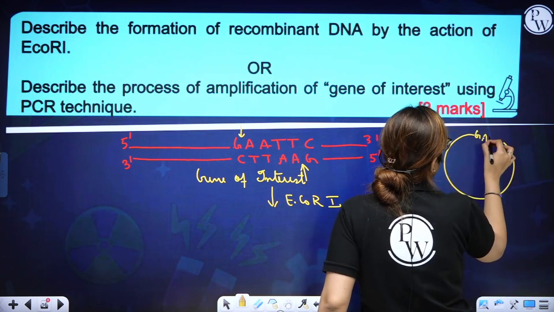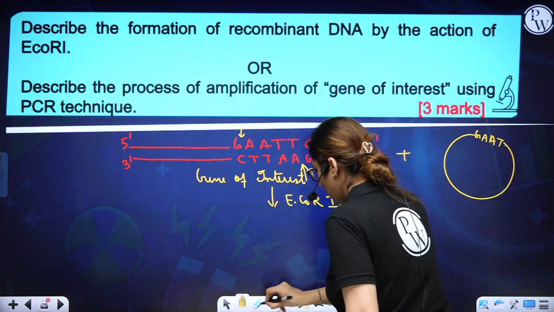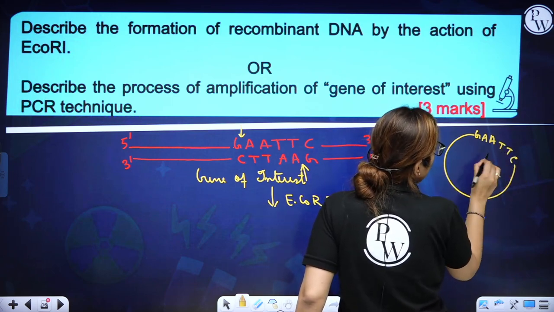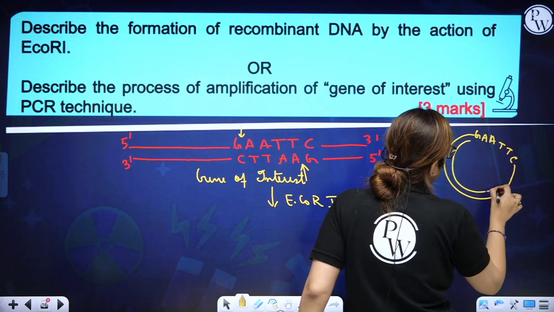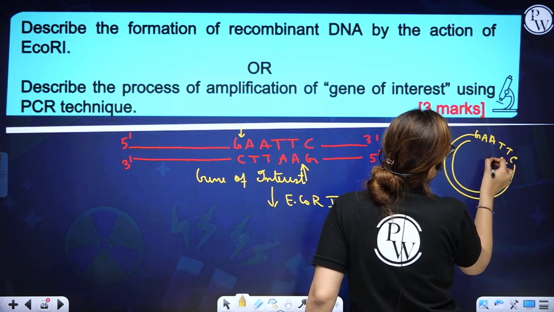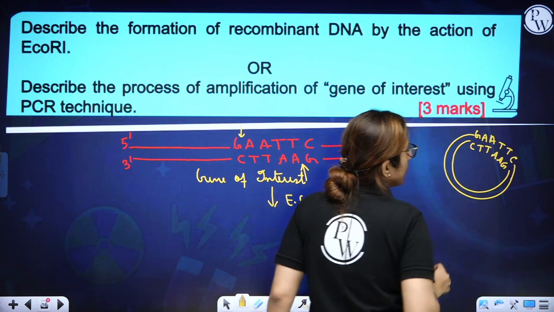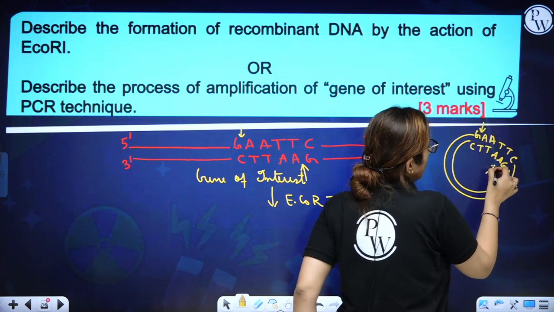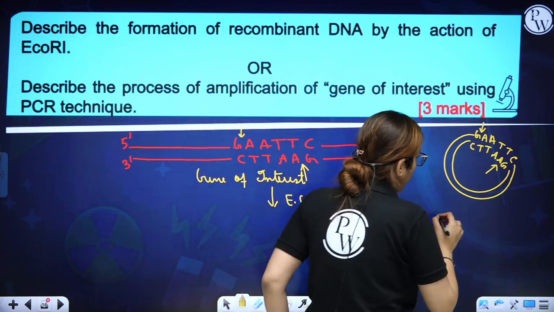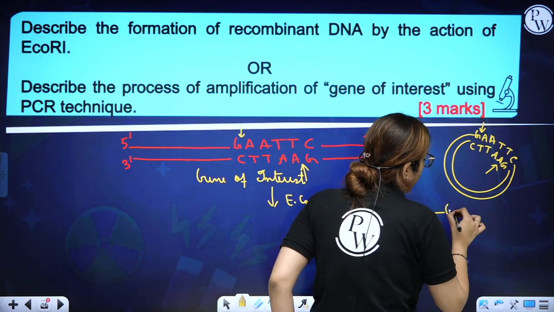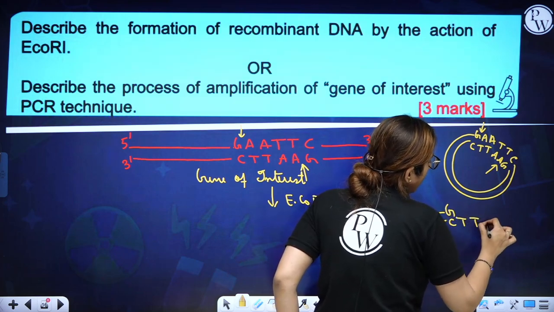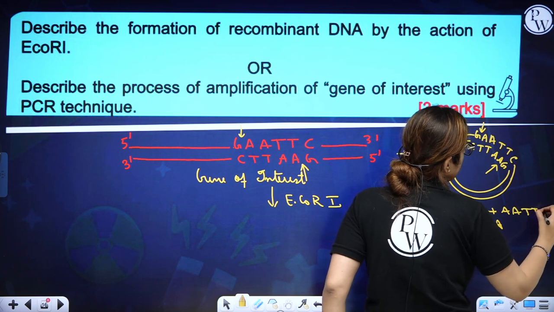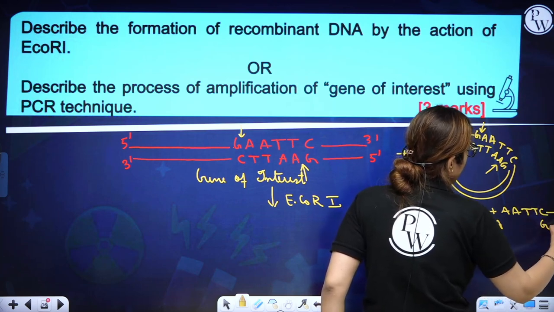Here, GAATTC. Clear? On the opposite strand, because it will be double stranded, definitely GAATTC. Clear? Now, same cut will happen like this. Now what will happen, guys? From here, the two strands will be created. Here there will be G, and here will be CTTAA. On the other hand, we will be having another strand of AATTC, and here there will be G, and then this strand.